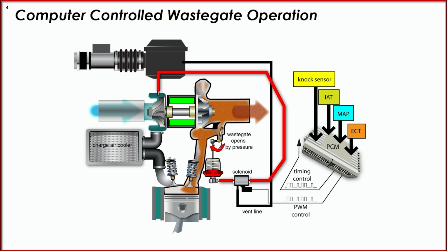And now keep in mind here, this image is actually only showing a pressure controlled wastegate, which is where the wastegate moves when the pressure is applied to the actuator. But we've got to remember that, as I said, there are various designs. It can be pressure actuated, vacuum actuated, or electric motor controlled.